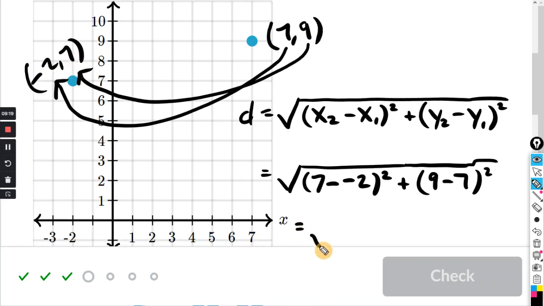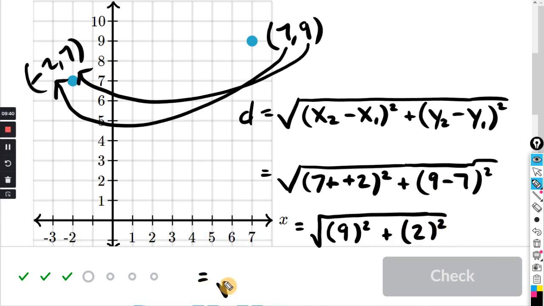All right, so square root, 2 negatives in a row is positive. 7 plus 2 is 9, and that's squared. And 9 minus 7 is 2, and that's squared. Okay. 9 squared, 9 times 9 is 81. 2 squared, 2 times 2 is 4. And 81 plus 4 is 85. And you still have the square root. So that's it.